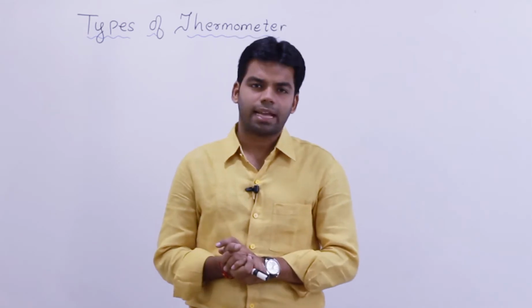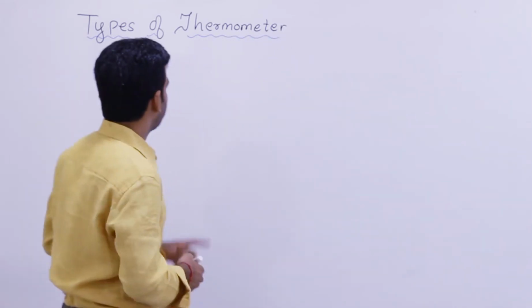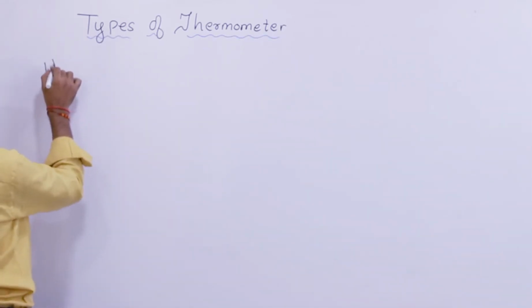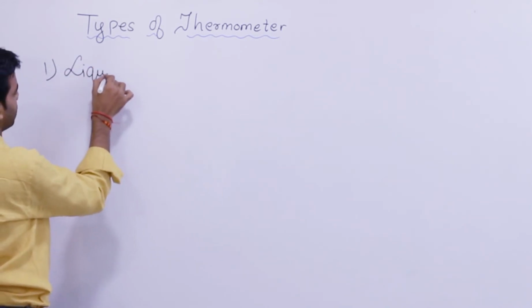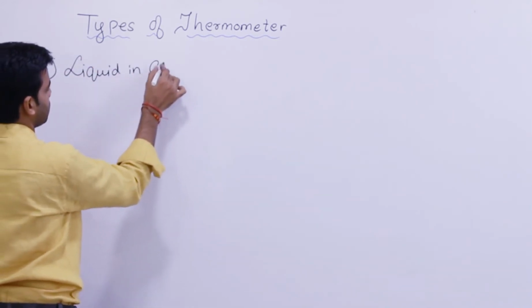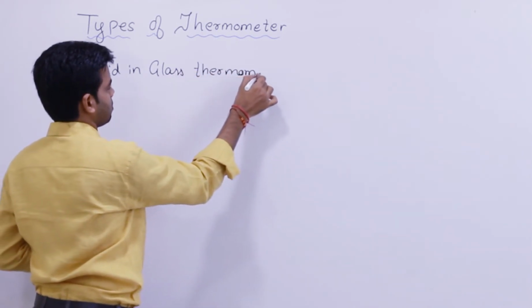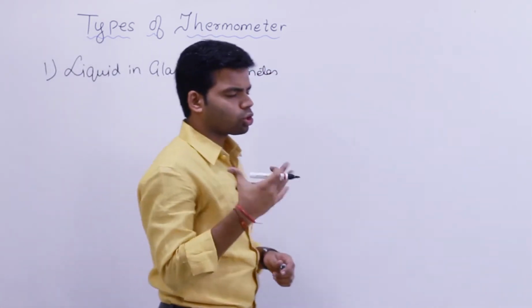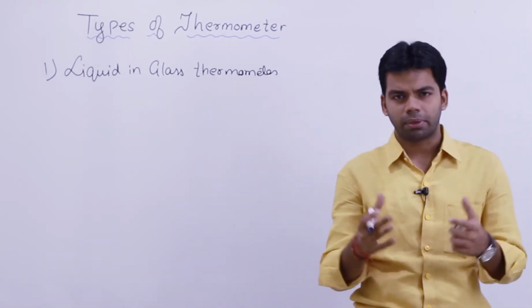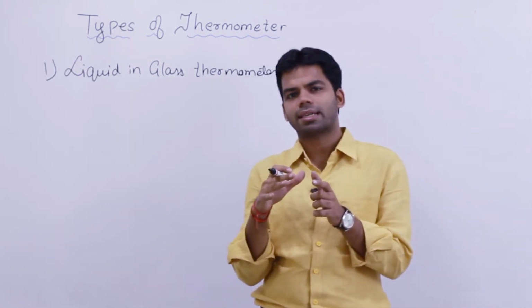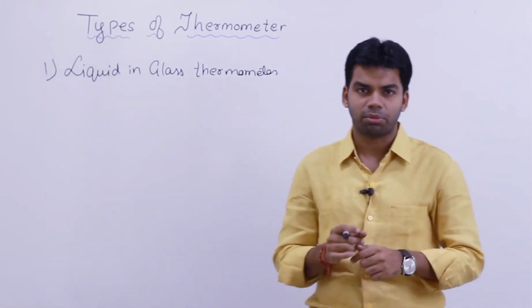Okay, next are the types of thermometer. Now what are the types of thermometer? The very first type is the liquid in glass thermometer. These are in fact the most commonly used thermometers. We have discussed the mercury thermometer, which is actually an example of a liquid in glass thermometer.